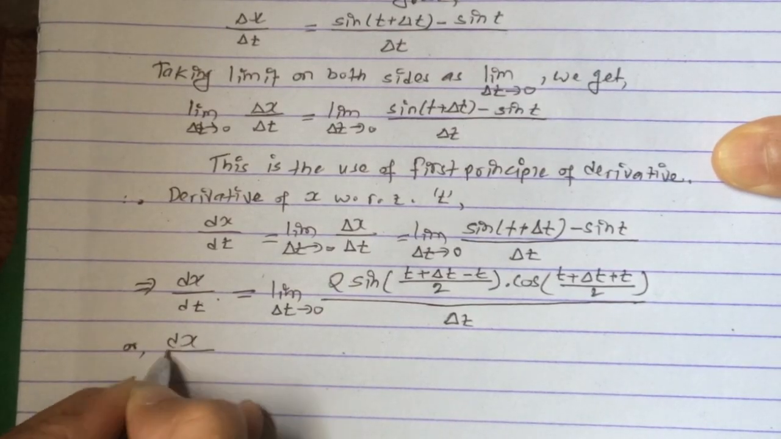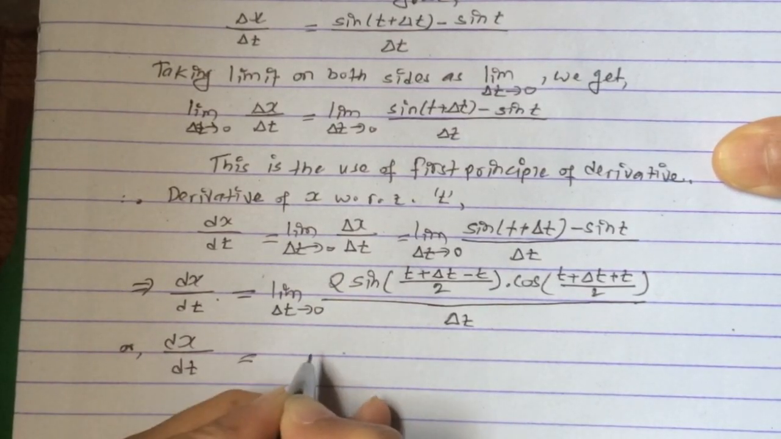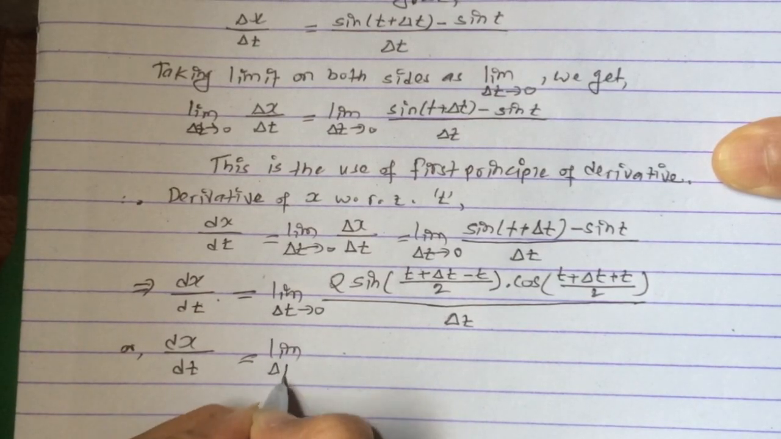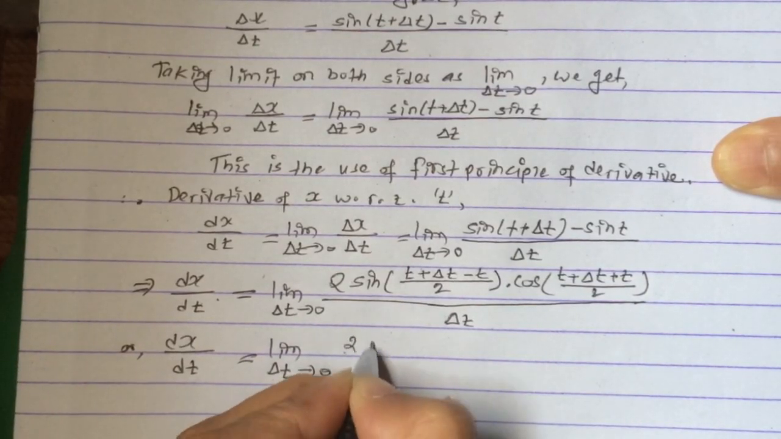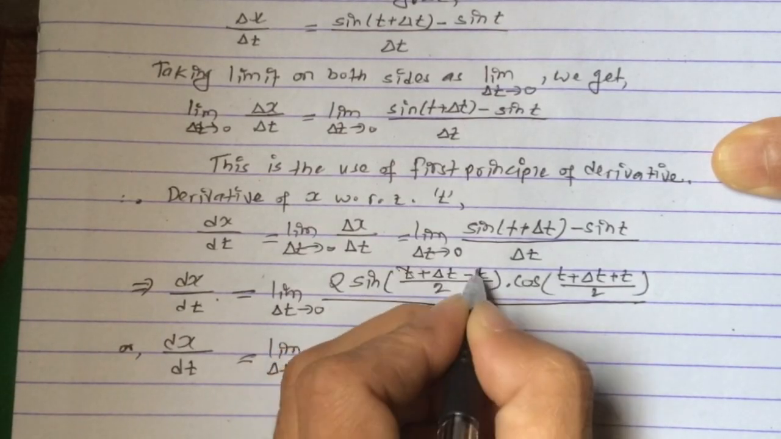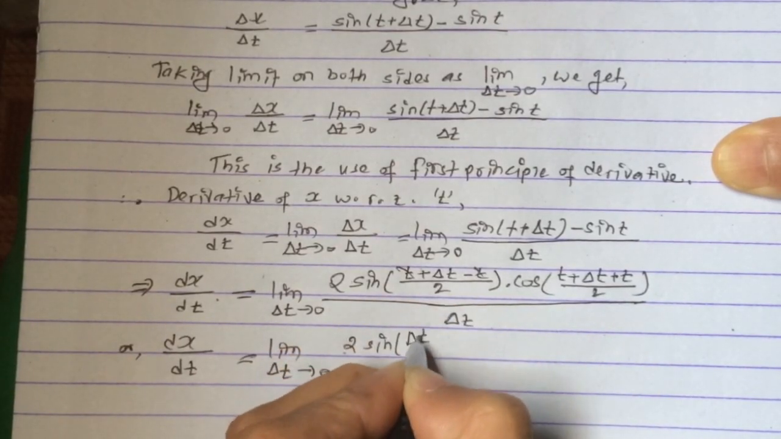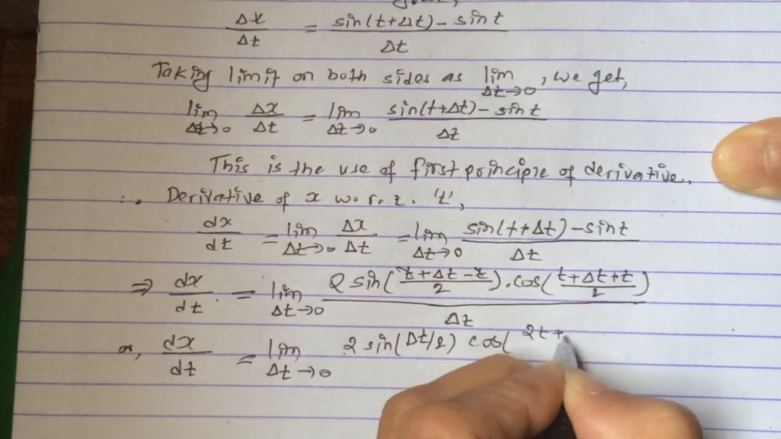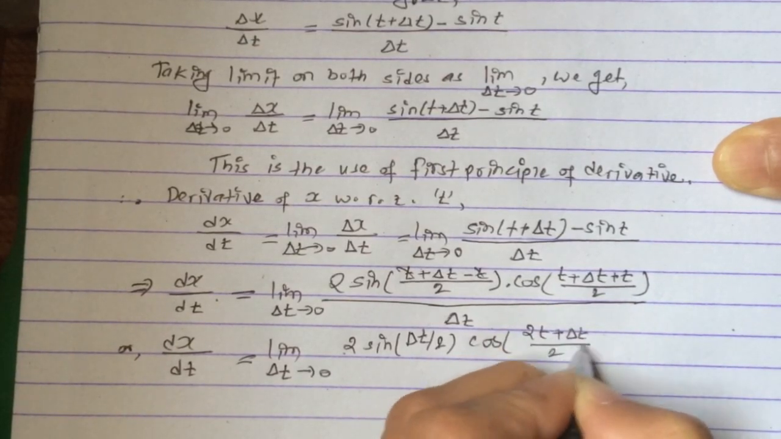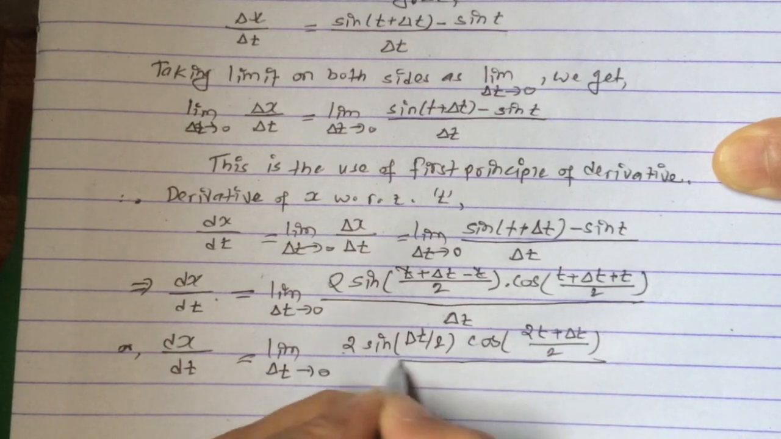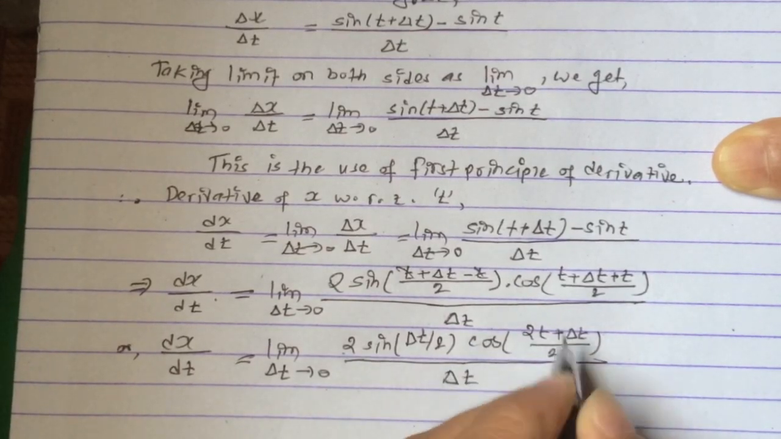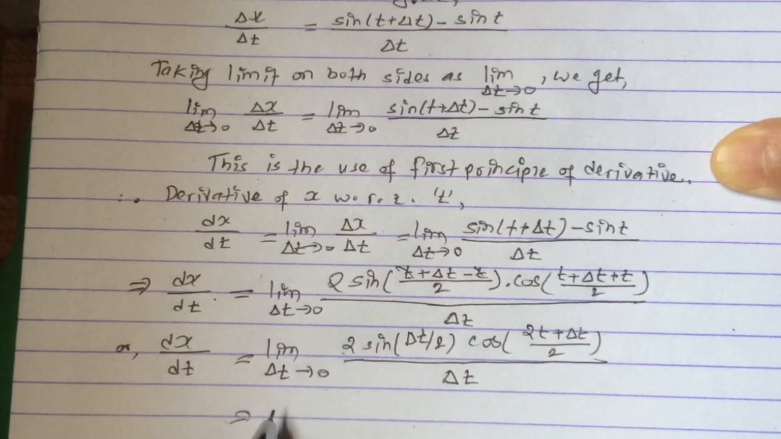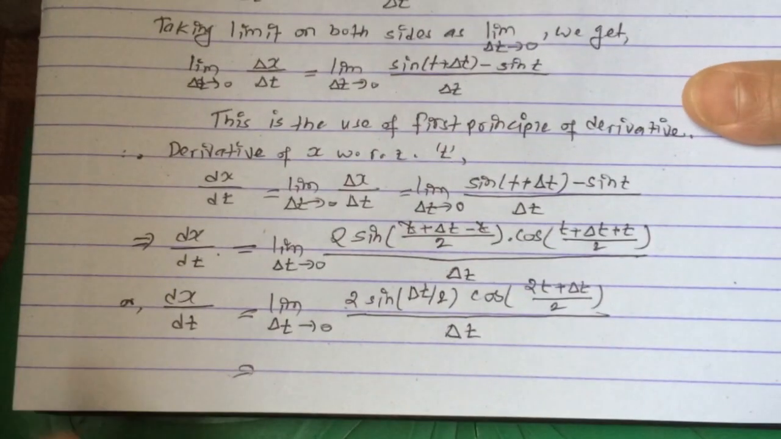Using this relation you get 2 times sine of (t plus del t minus t) whole divided by 2, times cos of (t plus del t plus t) divided by 2, whole divided by del t. On the next step, dx by dt is equal to limit del t tends to 0 of 2 times sine of del t divided by 2, times cos of (2t plus del t) divided by 2, whole divided by 2 del t.